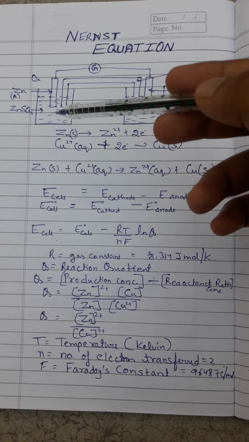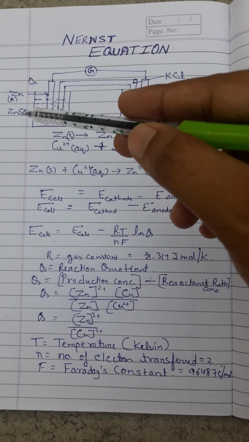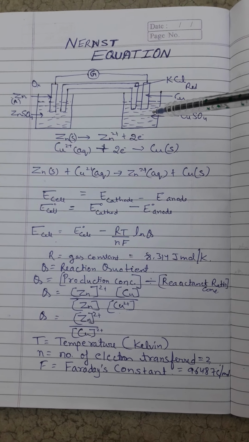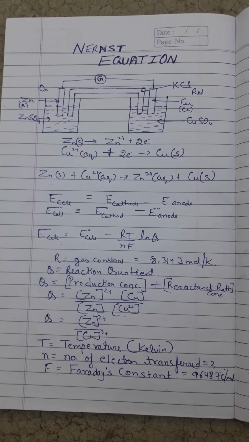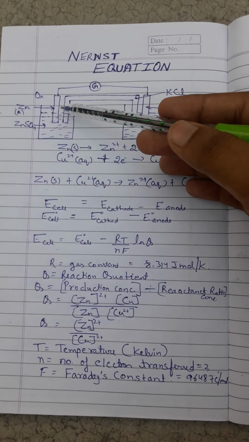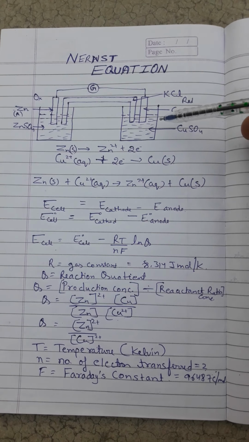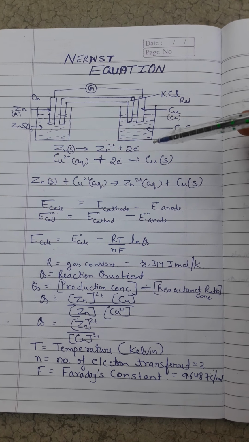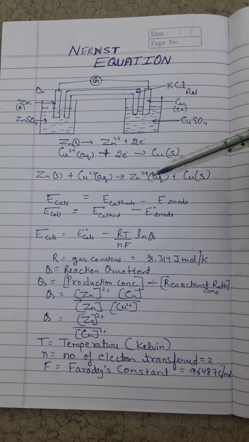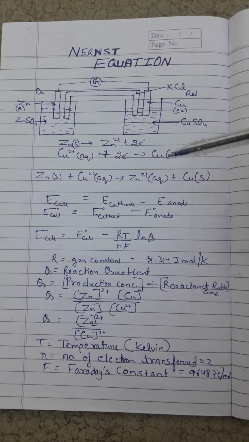Here we have two solutions. On the left side we have the solution of ZnSO4, zinc sulfate, and on the right side we have CuSO4, copper sulfate. Now we have two electrodes in these solutions. One electrode is zinc, which is dipped in the ZnSO4, while the other electrode is made of copper, which is dipped in the CuSO4. And here we have a galvanometer.